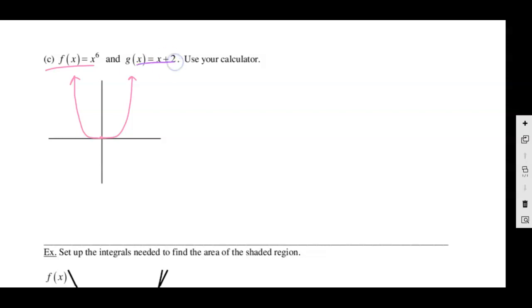And then x plus 2. Okay, so that's going to be 2 units up, a slope of 1. More or less something like this. Okay, so there is the g curve, and the f was in pink.